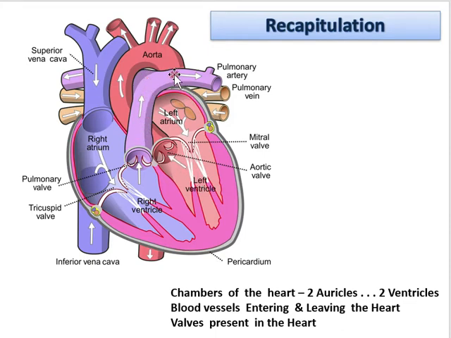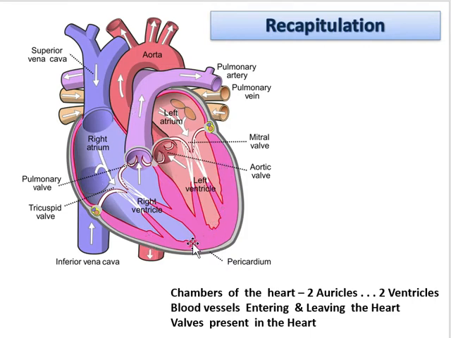Now, after we see these blood vessels entering and leaving the heart, we come to the valves present in the heart. Between the auricle and the ventricles, there is the atrioventricular valve. On the right hand side, between the right atrium and the right ventricle, is the tricuspid valve, and on the left hand side, between the left atrium and the left ventricle, is the mitral or bicuspid valve. So this is about the chambers and the blood vessels entering and leaving.